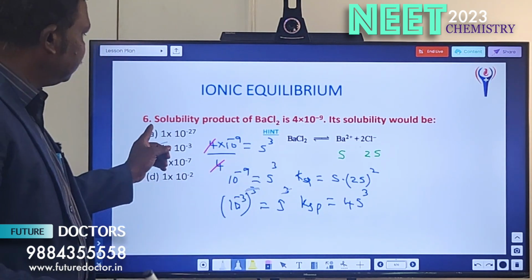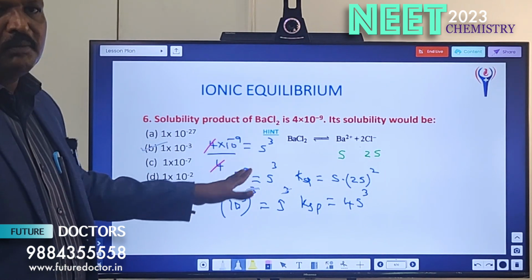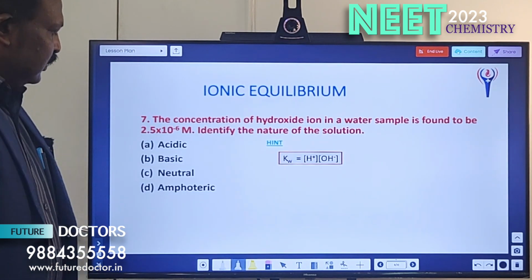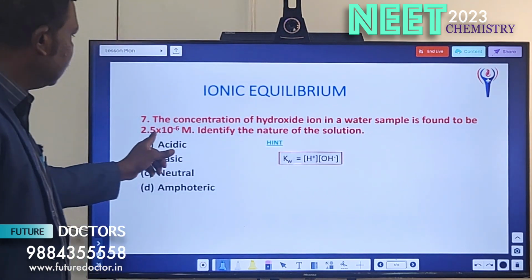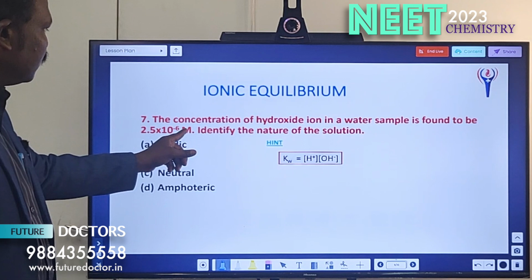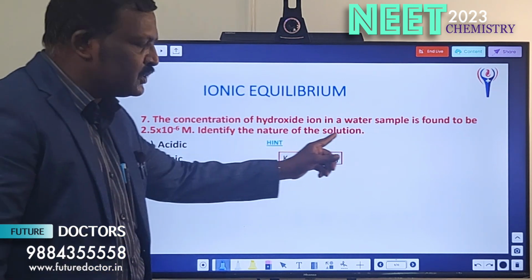I think the fifth sum and sixth sum are almost the same. Now see the next one. The concentration of hydroxide ion in a water sample is found to be 2.5 into 10 power minus 6 molarity. Identify the nature of the solution.